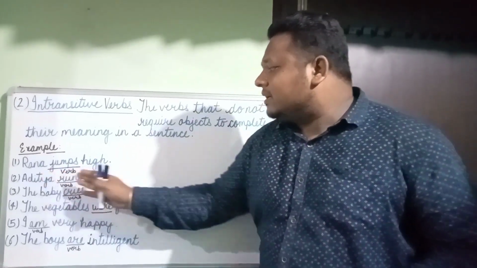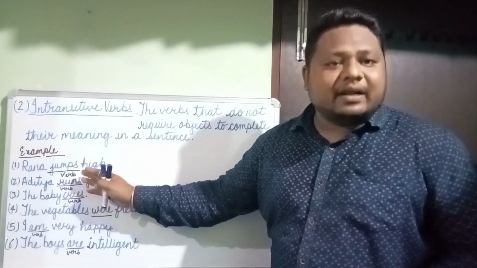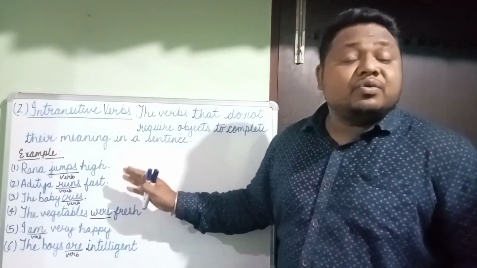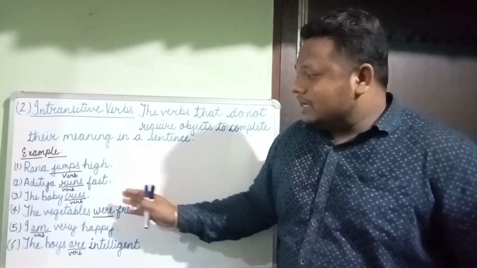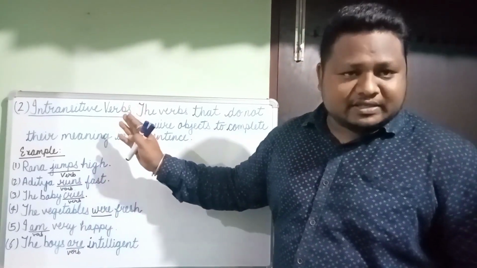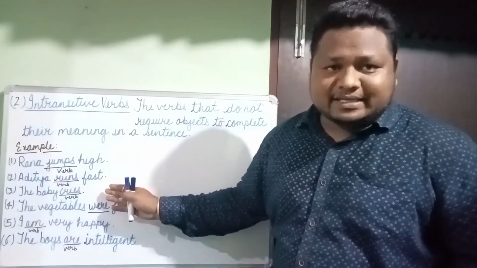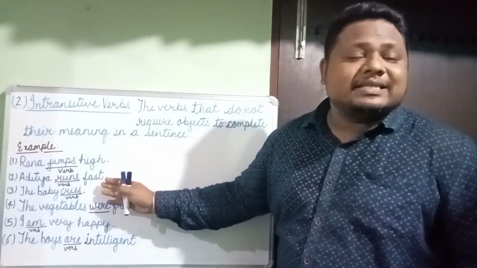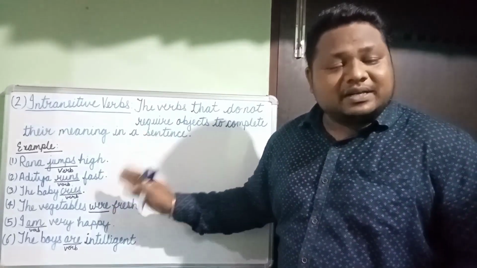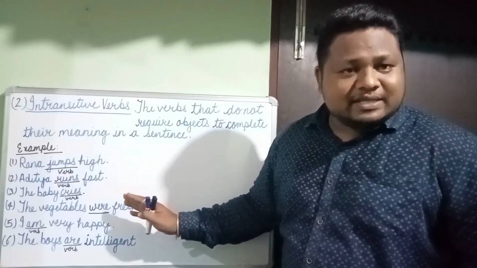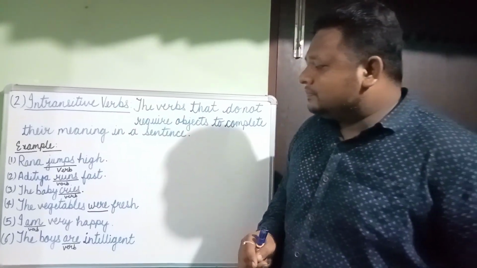Number 2, Aditya runs fast. Here, the verb is runs, and there is no object here, but still the meaning of the sentence is complete. So runs is our intransitive verb. Number 3, the baby cries. Here, cries is the verb, but there is no object. But still, the meaning of the sentence is complete. So, cries is an intransitive verb.